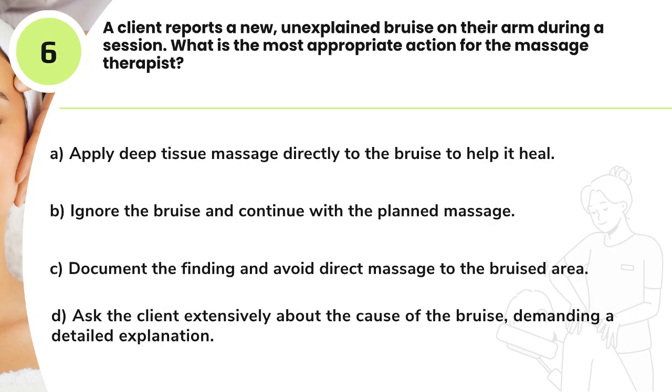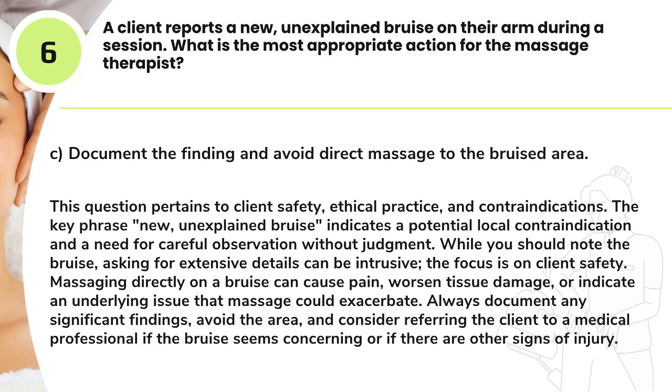Question 6. A client reports a new, unexplained bruise on their arm during a session. What is the most appropriate action for the massage therapist? A. Apply deep tissue massage directly to the bruise to help it heal. B. Ignore the bruise and continue with the planned massage. C. Document the finding and avoid direct massage to the bruised area. D. Ask the client extensively about the cause of the bruise, demanding a detailed explanation. Answer: C. Document the finding and avoid direct massage to the bruised area.